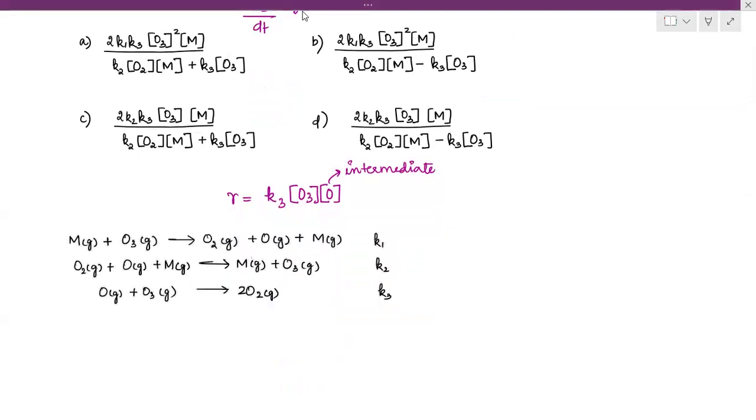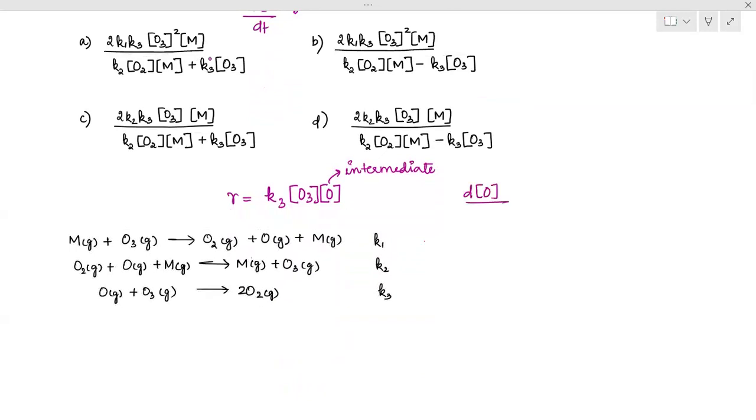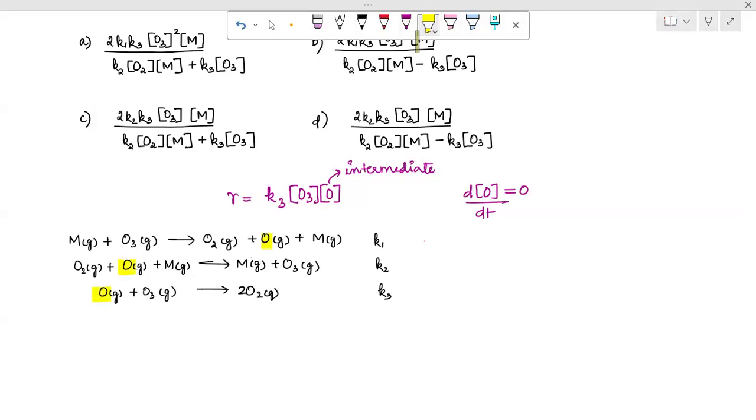Okay. Now we need to write the expression for the steady state approximation when applied on the intermediate O such that dO by dt is equal to 0. Correct? So we need to write it for dO by dt. Now if you can see, O is being formed in the first step, disappearing in the second step, and again disappearing in the third step as well. So what will be the form? It will be dO by dt is equal to, it is being formed in the first step, right? So it will be K1 into concentration of M into concentration of O3.